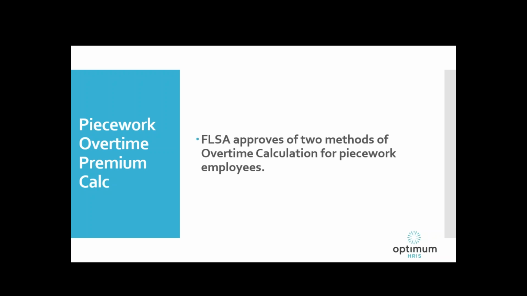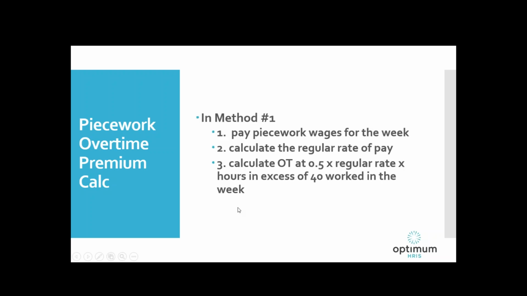For piecework employees, there are actually several different methods that can be used for calculation of overtime, and they are approved by the FLSA. In the first piecework overtime calculation, you'd pay piecework wages, that is a rate times a number of pieces produced in a week, and then calculate the regular rate of pay by dividing total wages by total hours worked, and then calculate the overtime premium at 1/2 of the regular rate.